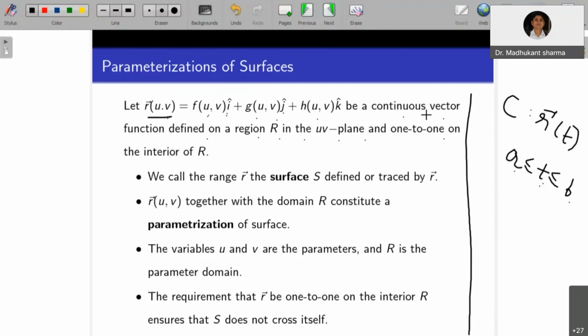Okay, so let this be a continuous vector function defined on a region R in the UV plane and one-to-one on the interior of R.